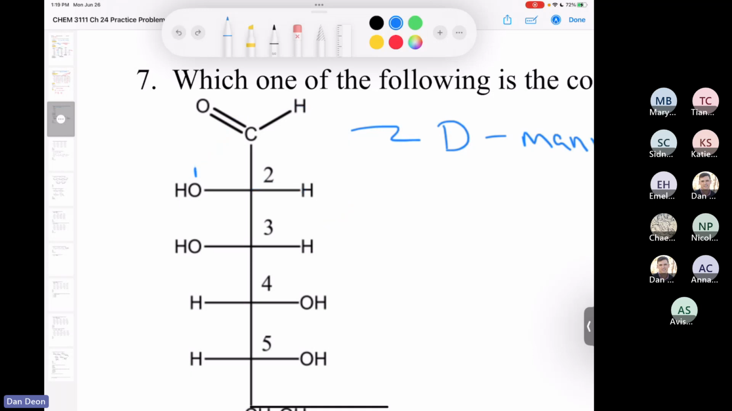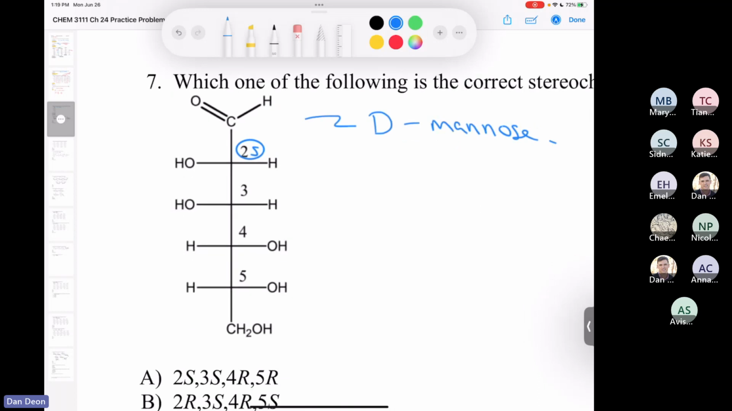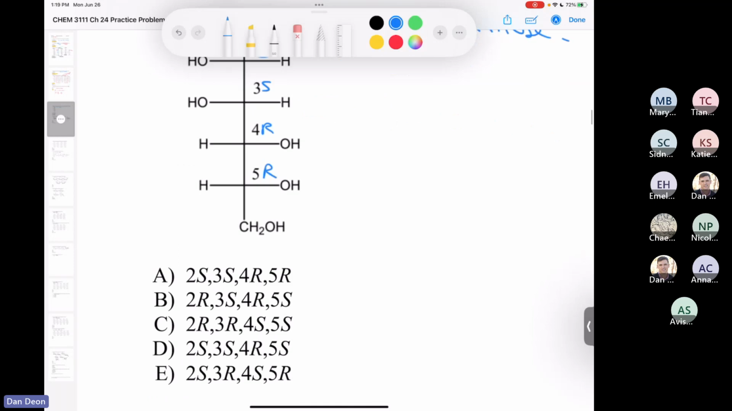So you would say that this compound is 2S, okay? And you would start with that. But remember that the short way of doing it is any hydroxyl that's on the left-hand side of the molecule has an S stereochemistry, and any chiral center that has the hydroxyl on the right-hand side has R stereochemistry. So this compound is 2S, 3S, 4R, 5R, and so the answer is A.